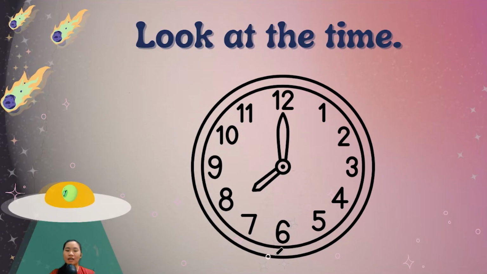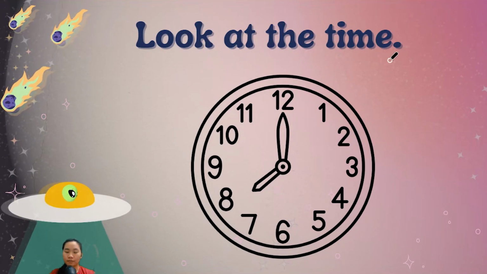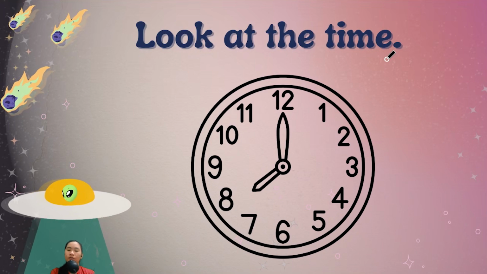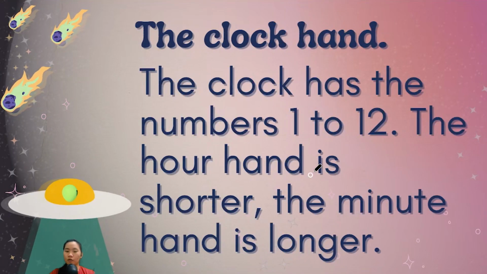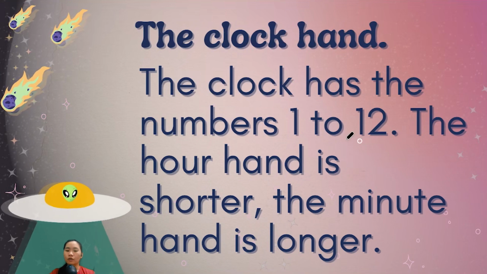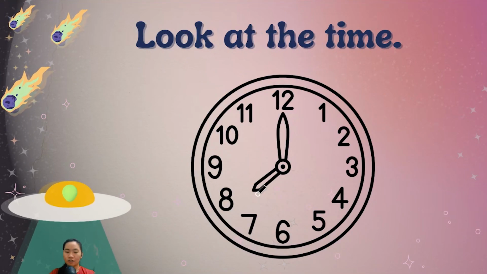We have an example of an analog clock, and we're going to look at the time and figure out what time it is. We have two hands, the short one and the long one. Now, what does the short hand do? If you remember, the short hand points to the hour. So right now it is 8. Hour 8. It is 8 p.m.